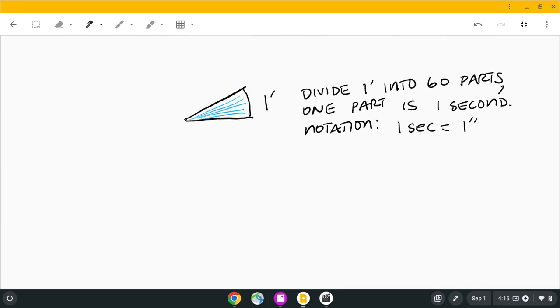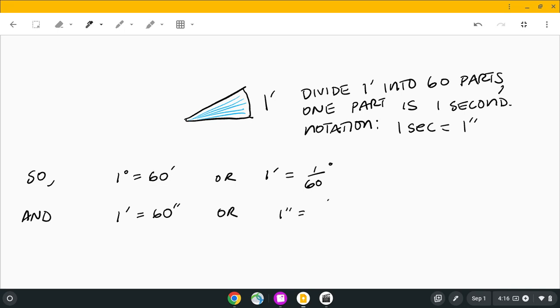All right, so hopefully that makes sense. 1 degree equals 60 minutes, and 1 minute equals 60 seconds. That makes sense because that's true when we talk about time, right? Or 1 second is 1/60th of a minute.